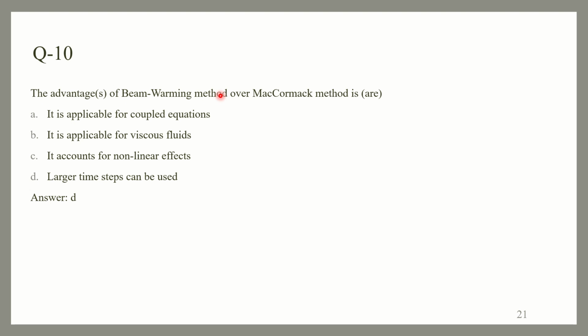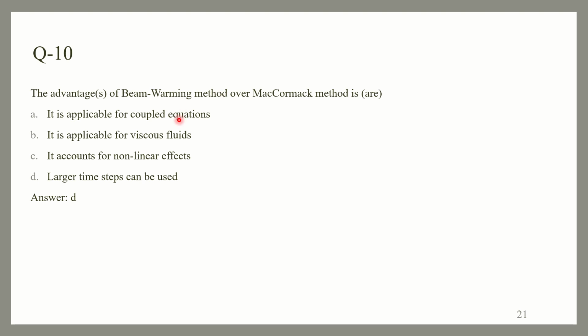On the other hand, the only difference between the Beam Warming method and the McCormack method is that the Beam Warming method is unconditionally stable while the McCormack method is conditionally stable. In the McCormack method, there is a criterion which fixes the time step, whereas in the Beam Warming method there is no such criterion. Therefore the time step can be adjusted however we need, and larger time steps can be used with the Beam Warming method.